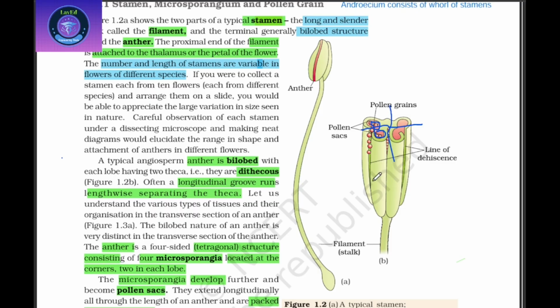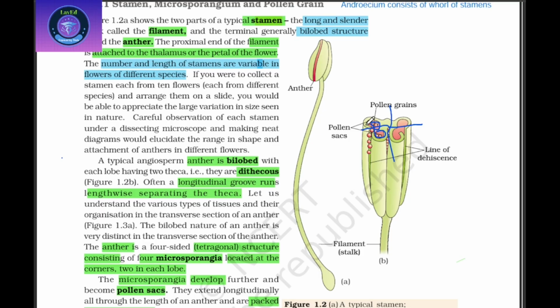In the next para, we are going to study the structure of microsporangium, how they are located, what the layers are. But first of all, let's make it very concise. Anther, tetragonal structure. Clear? It's like a tetragon. Now it consists of four microsporangia. One, two, three, four. Two in each lobe. Clear? That is the main thing.